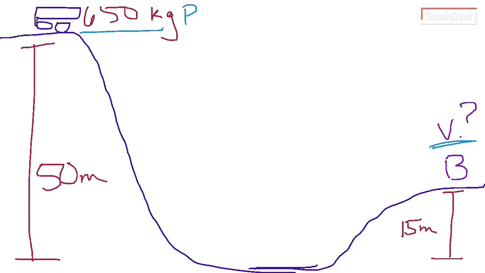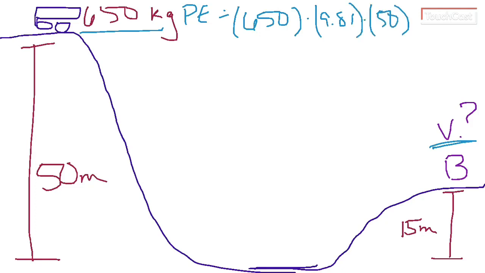And so my potential energy is 650 times 9.81 times 50. And so at the top of the hill, I have a total energy of 318,825. Okay, so that's how much I would also have at the bottom of the hill. The issue is I'm no longer at the bottom of the hill.